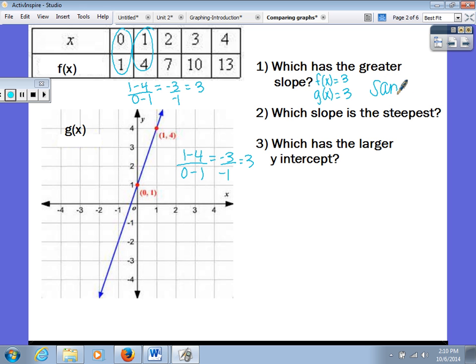So I was trying to trick you. What would we put to show that they're the same mathematically? What symbol says equal signs? Good job. Good job. Okay, number 2.